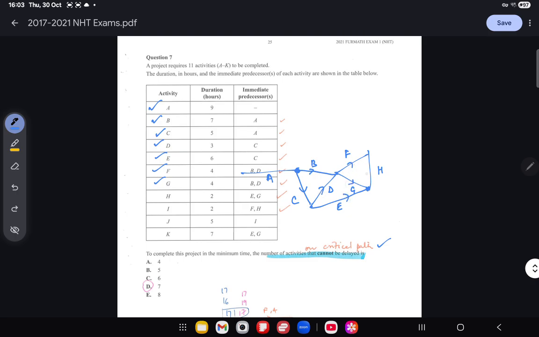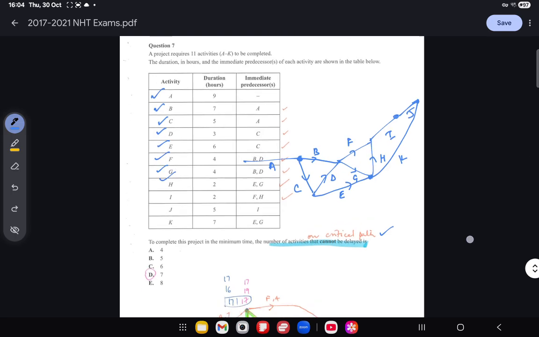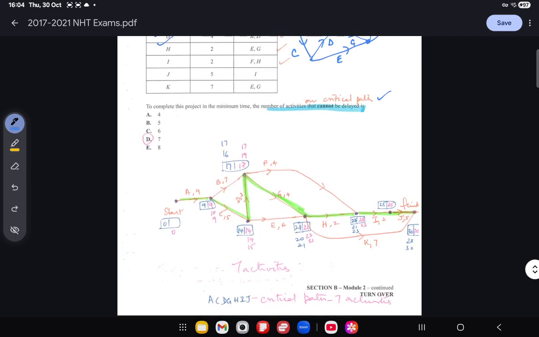And I takes off from F and H, and J takes off from I, and K takes off from E and G. Now I think what students often got confused was, where does K go? Now in a question like this, you can just join it to that very end over there. And that is your activity network, which I have drawn previously, and it's the same as this one.